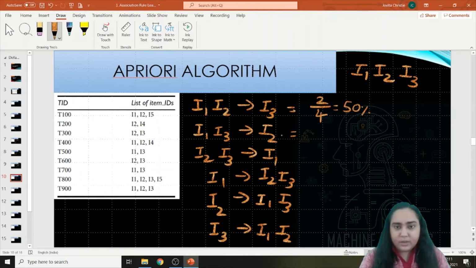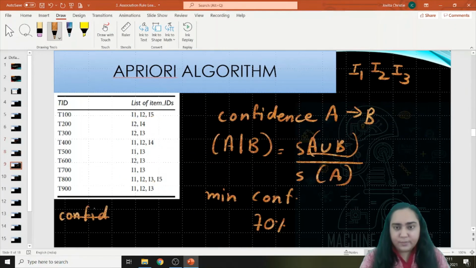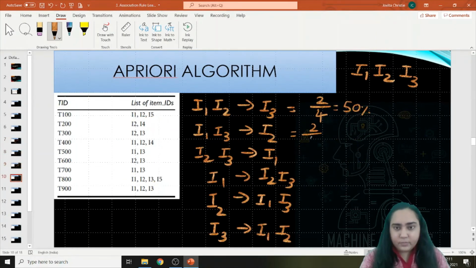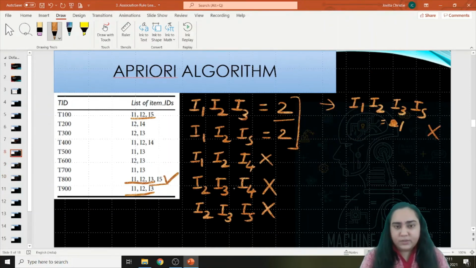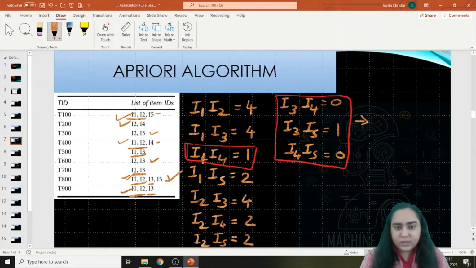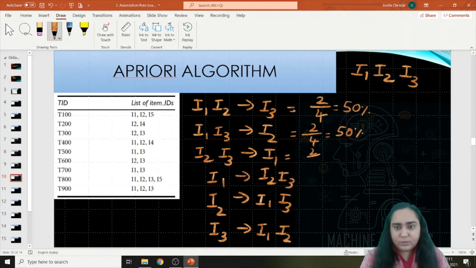Okay. The next one is this. So this will be 2 by I1, I3. I1, I3 is also 4. So this will be 50% as well. Let's talk about I2, I3. So I2, I3 was 4 also. So this one also will be 2 by 4, 50%.